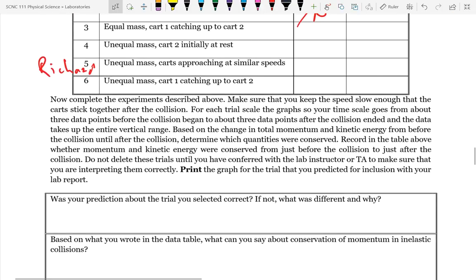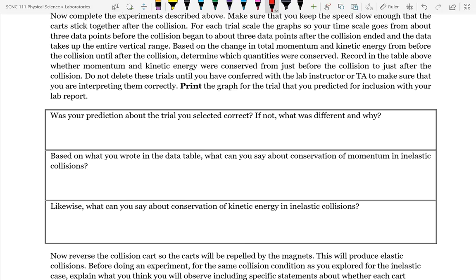After you have gone through and answered all of these, you need to print the trial that you predicted for inclusion with your lab report. So that means each group will have 2 that are printed. And when I mean printed, once again, I mean save it to PDF so you can upload them to Moodle. So you'll have 2 that you recorded, one for you and one for your partner.